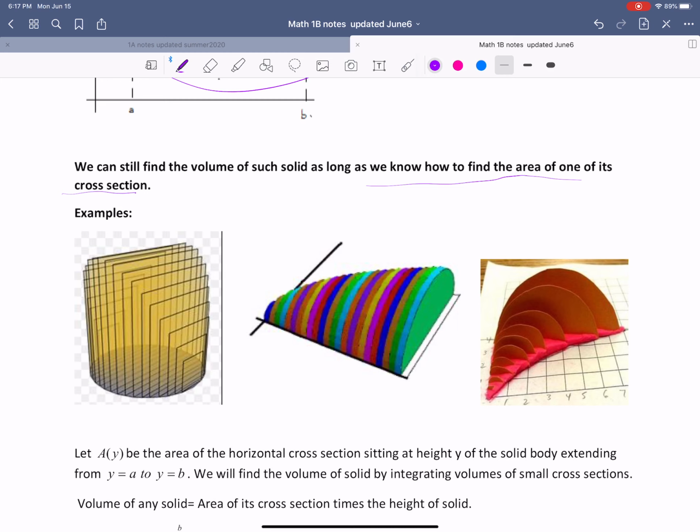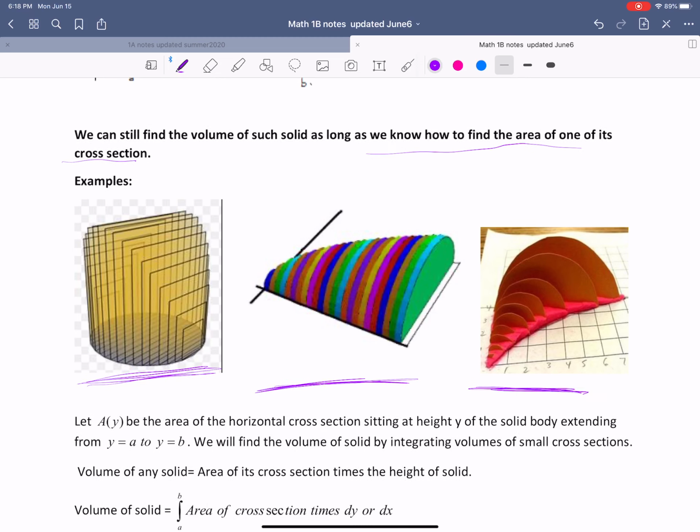So here's an example, a solid whose base is a circle and the cross sections are squares. Another example, the base is a parabola and the cross sections are semicircles. Another example, so in this section we are focused on finding the volumes of such solids whose cross sections area we know how to find.